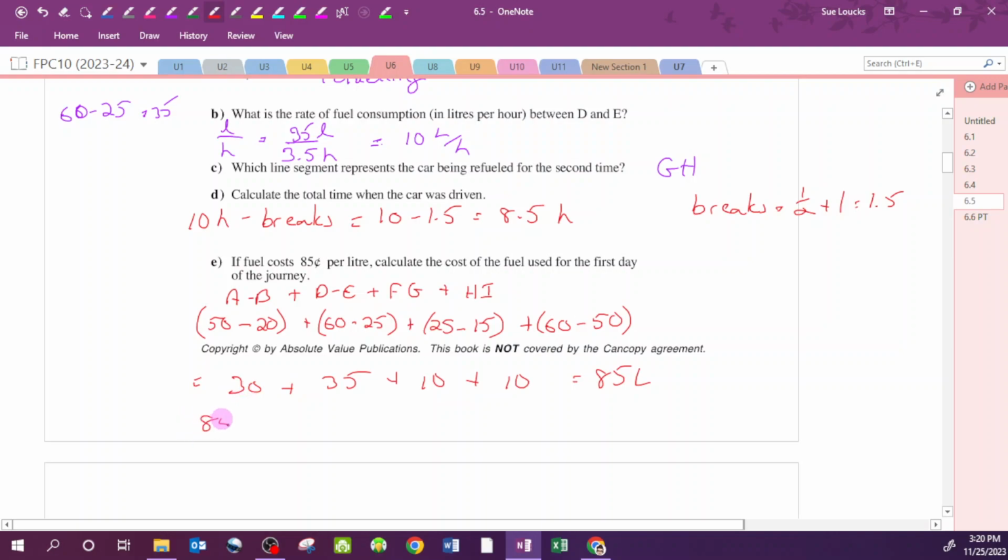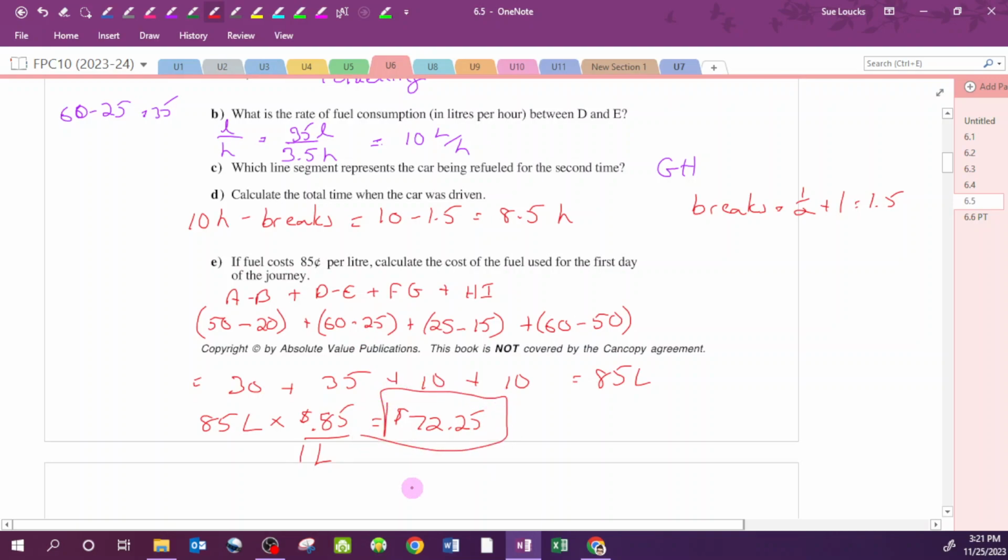And then 85 liters times 85 cents per 1 liter. That equals $72.25. That's how much they spent on gas the first day.